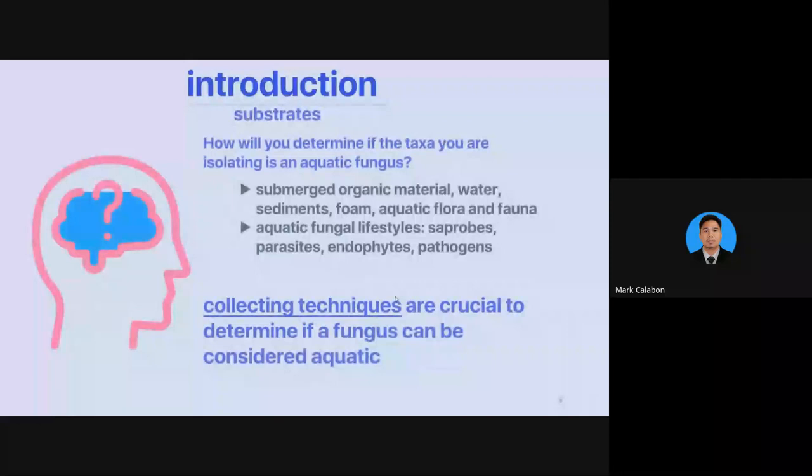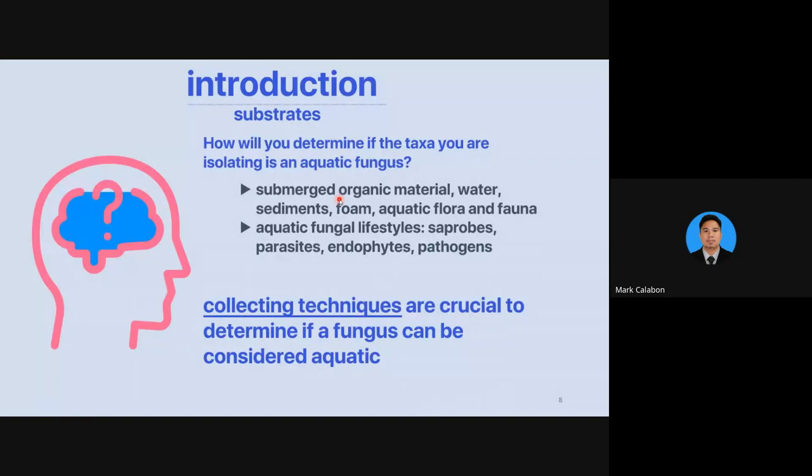Well, again, what are the substrates of aquatic fungi or marine fungi? Basically, we go back to the definition of what an aquatic fungus or marine fungus is. You should observe or collect them from submerged organic material, water, sediments, foam, aquatic flora and fauna, which were actually already discussed by Professor Sridhar a while ago. The lifestyle of aquatic fungi depends on your target or objective, so you can isolate saprobic, parasitic, endophytic, or pathogenic ones. Take note that collecting techniques are crucial to determine if a fungus can be considered aquatic.